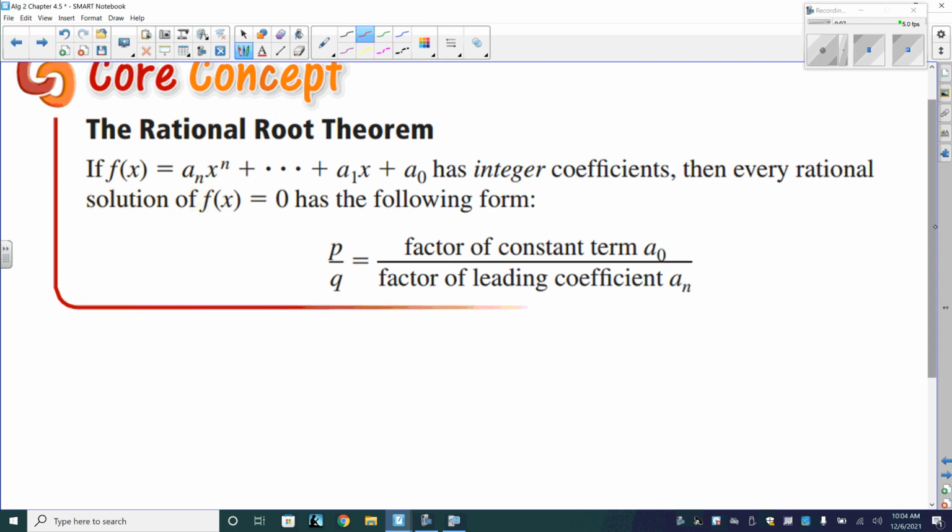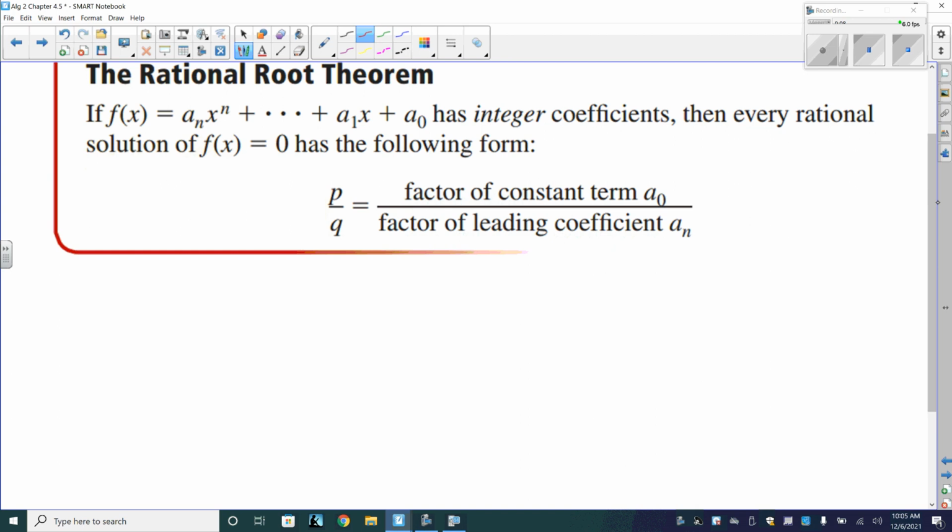The rational root theorem. This here will give us all the possible rational roots that we could possibly have for any higher degree polynomial function. Now, the way that we get to these rational roots is kind of following this here. If f of x is equal to, again, as I said the other day, this here is just defining any and all polynomial functions that we could possibly have, has integer coefficients, then every rational solution of f of x equals 0, every rational solution that we could have.